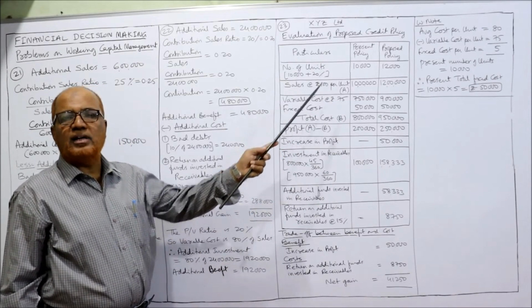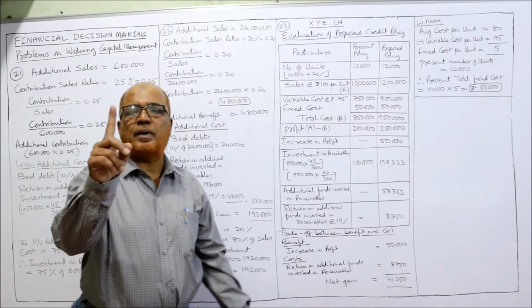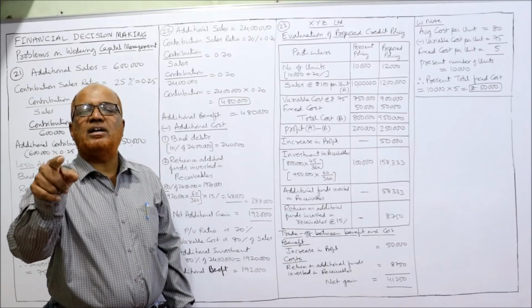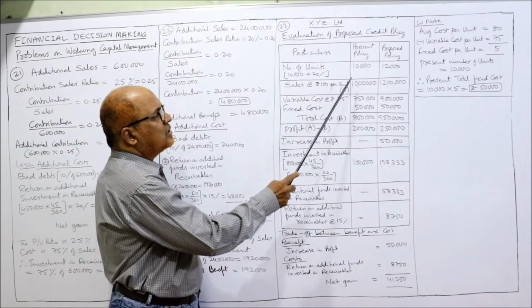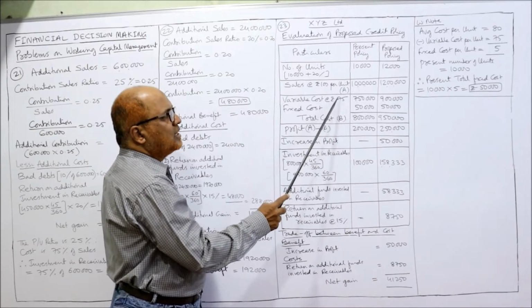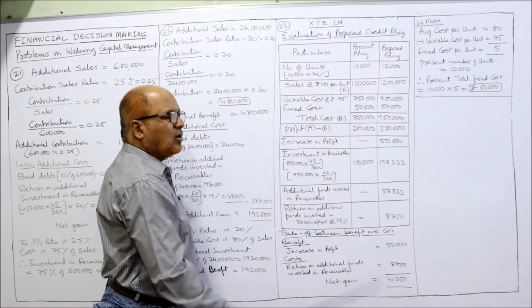Now variable cost. Variable cost per unit is 75 rupees, given here. Multiply 75 into the number of units. So 75 into 10,000, you will get 7,50,000. 75 into 12,000, 9 lakh. So variable cost we got.